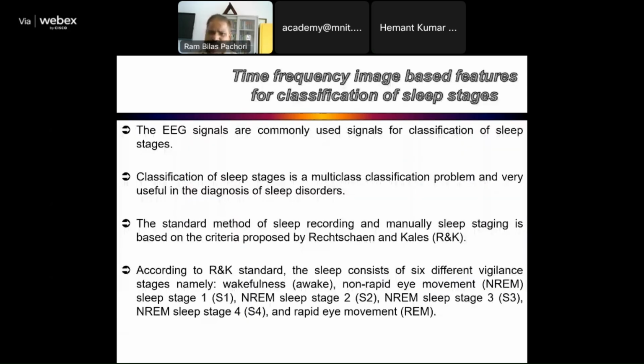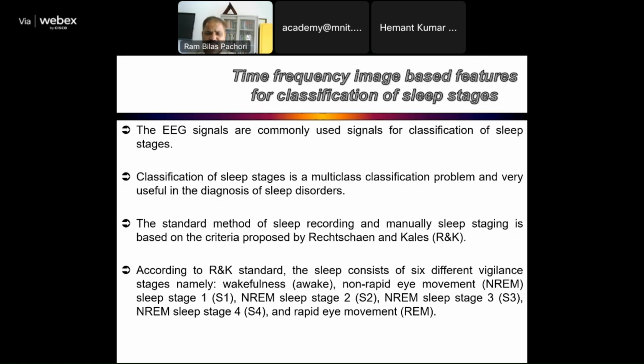After that, there is another framework, a method using time frequency image based features for classification of sleep stages. EEG signals are commonly used for classification of sleep stages. Classification of sleep stages is a multi-class classification problem and is very useful in the diagnosis of sleep disorders.